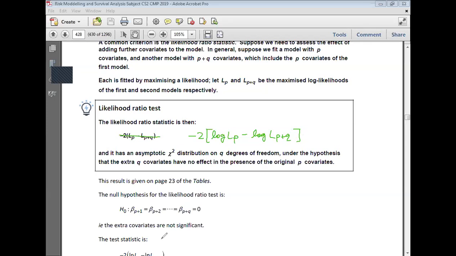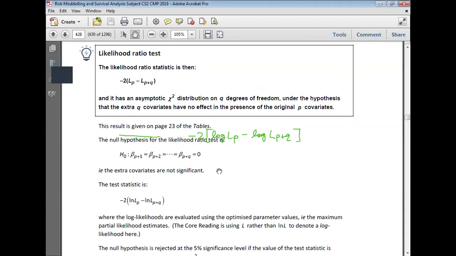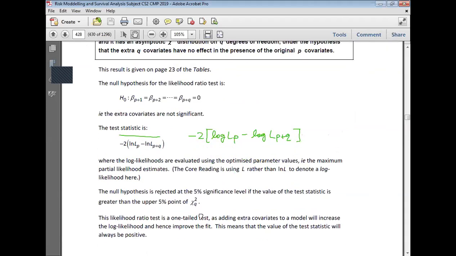So what we are trying to say is, do the additional Q covariates that we add matter or not? Obviously, under our null hypothesis, we assume that these do not matter, which is why we equate the coefficients beta P plus 1 till beta P plus Q to be 0. And now we want to see whether these are indeed 0 or not. If we reject the null hypothesis, then we will say that yes, the additional Q covariates that we add are significant. So they are actually efficient in determining the force of mortality.